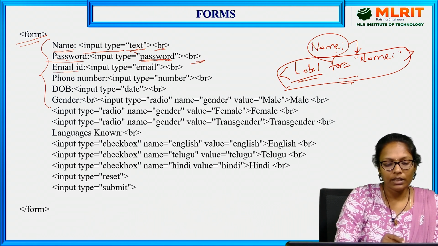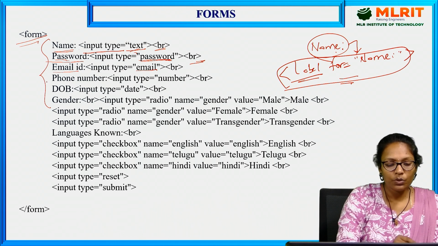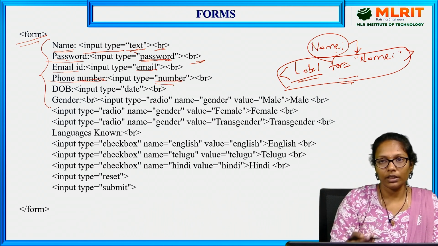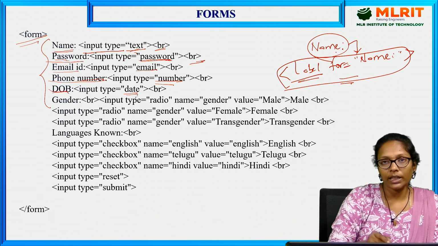Email ID, and the type will be email. Why? Because it will expect the @ symbol. So next is phone number. For phone number, I'm using the type as number. And date of birth, for this date of birth, I'm using the type as date.